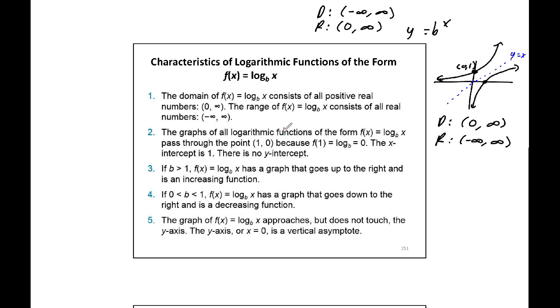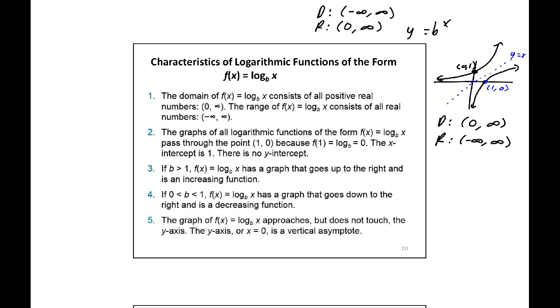The graphs of all logarithmic functions of the form f of x equals log base b of x pass through the point 1, 0. We're interchanging those points. Rather than the point 0, 1 on the exponential, we have 1, 0. And that is the x-intercept. It's based off our log properties. There is no y-intercept because it's a vertical asymptote there.